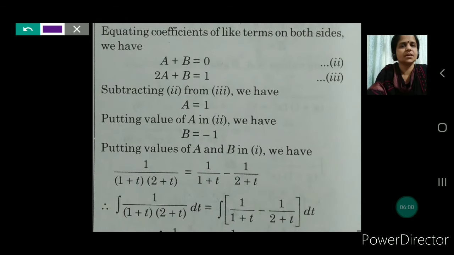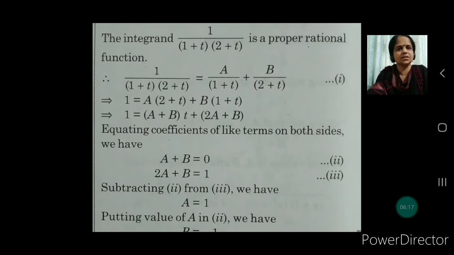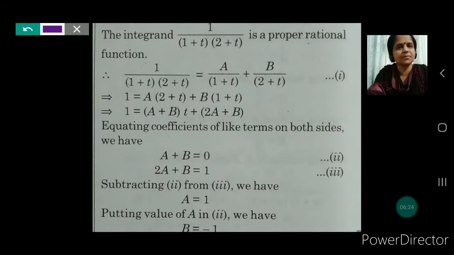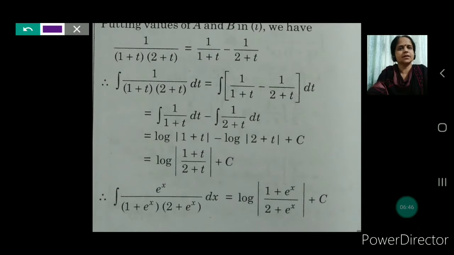Okay, now by equating the coefficients of like terms on both sides, you have a plus b is equal to 0 and 2a plus b is equal to 1. So you find a is equal to 1, b is equal to minus 1. Student, for this you may apply the other method also. Here if you take t is equal to minus 1, then you can find the value of a. And next take t is equal to minus 2, then you will find the value of b. There are so many methods to find the values of a and b.